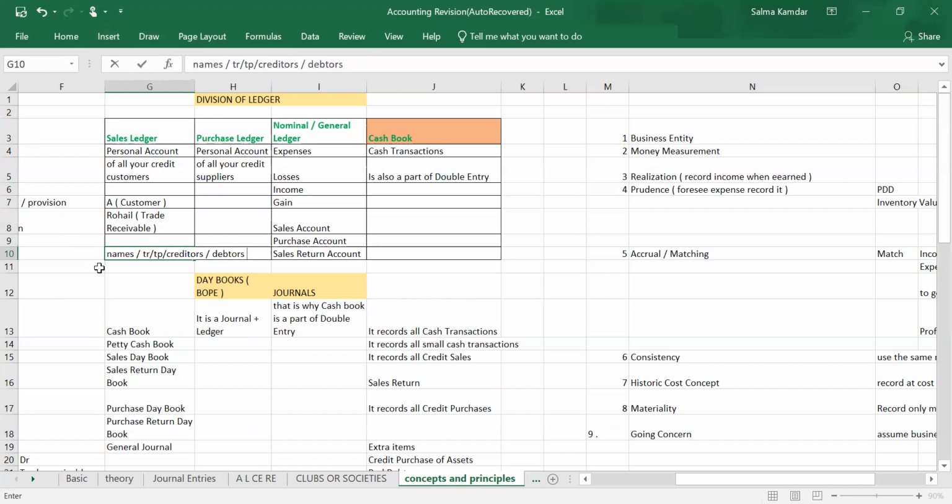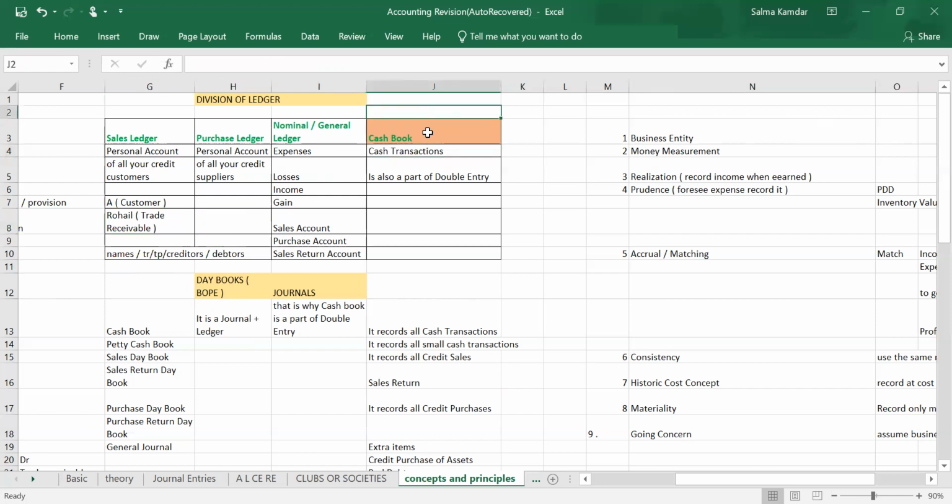Can you tell me, trade receivable comes in which ledger? Trade receivable will come in the sales ledger. Trade payables will come in which ledger? Purchase ledger. Creditors will come in which ledger? Purchase ledger. Debtors will come in which ledger? Sales ledger. All your cash transactions are recorded in which book?